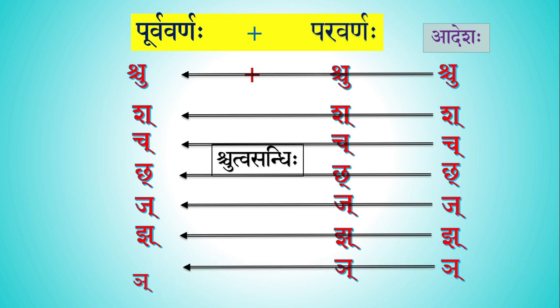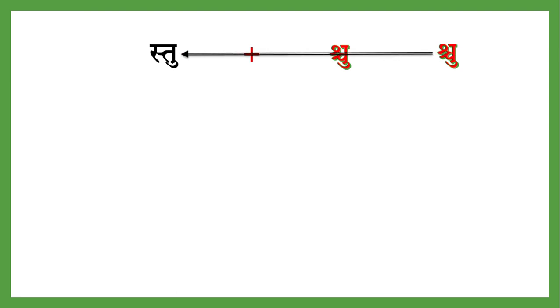Na moves away for na to enter. Before we move on to the examples, let us first make sure that we remember the formula well. That is, stu plus shtu becomes shtu. Let us understand this better with the help of an example.